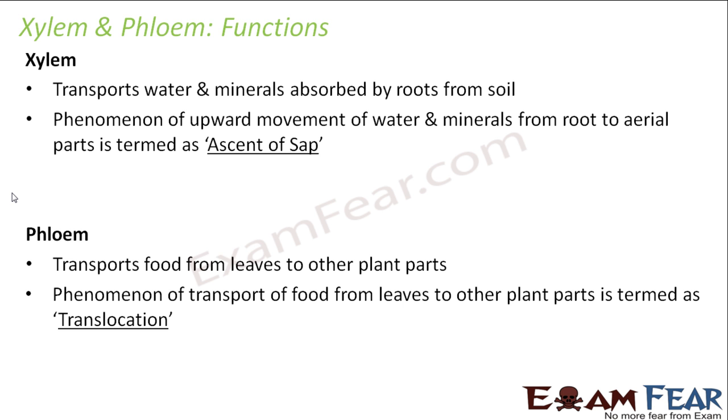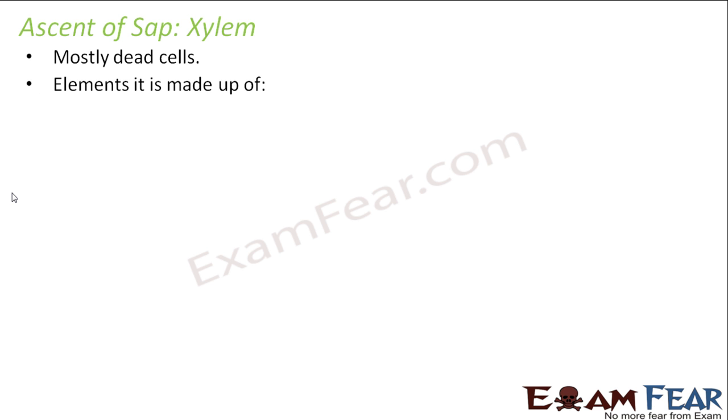So xylem helps in ascent of sap and phloem helps in translocation. So let us have a look at these two processes in detail. So let us first talk about ascent of sap. Now what is xylem? Xylem is mostly dead cells.